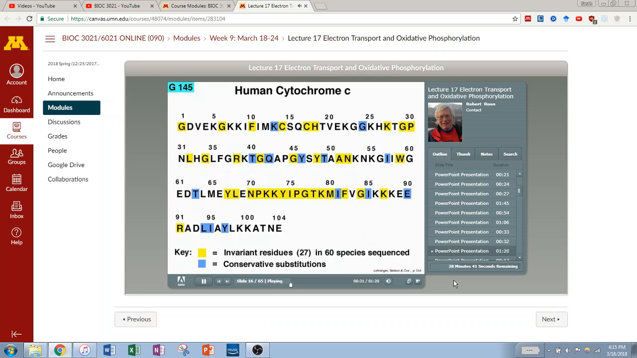Another 14, highlighted in blue, are highly conserved, meaning that amino acid substitutions at those positions generally replace one amino acid with a similar amino acid. For example, leucine with isoleucine. The amino acids that are invariant are probably critical to cytochrome C function. Mutations causing changes in those amino acids would inactivate cytochrome C, and so such mutations are lethal and are not retained in the gene pool.